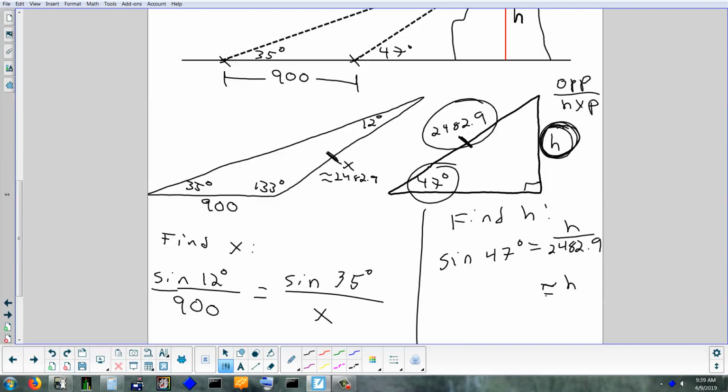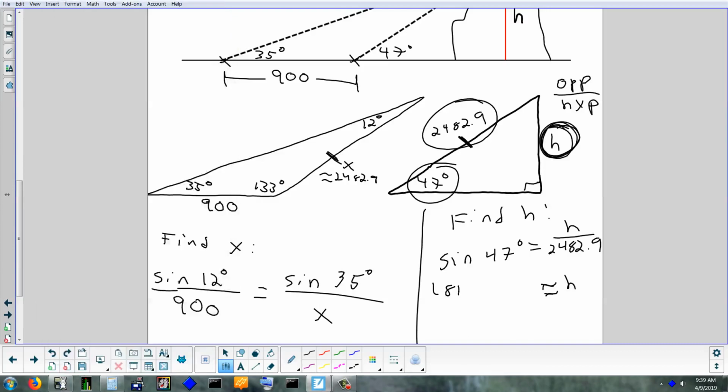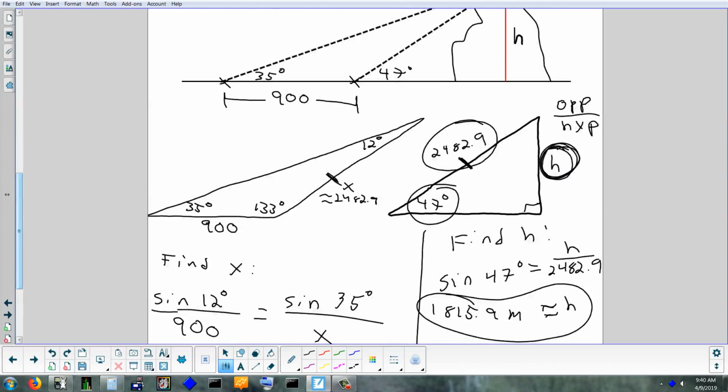And now how would you get h by itself? You multiply by 2482.9. Yep. So we're going to take the sine of 47 times 2,482.9. So that gives me a height of 1,815.9 meters, roughly. So what's a little tricky about that is you cannot find what you need right away. You got to find something else first. But that's the work for now. Okay, any questions on that?